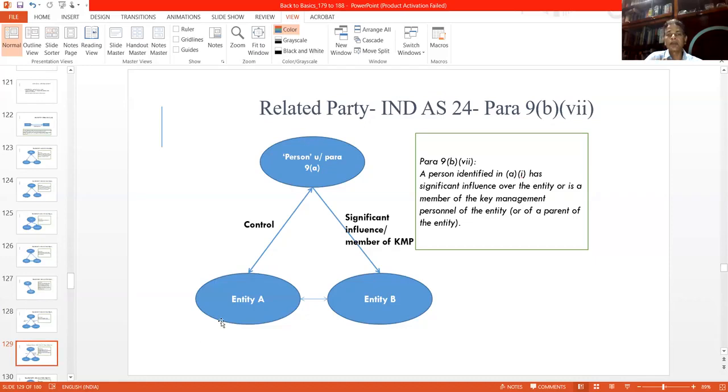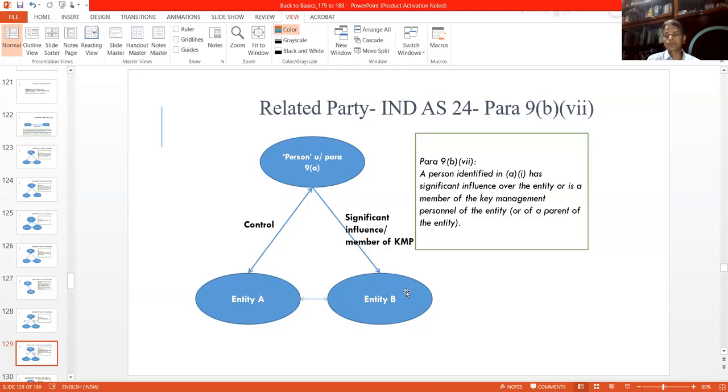Take an example. Let's say in entity B, an individual is a director. We are not looking at a shareholding. He is a director in company B. And that very individual has significant influence over entity A, then A and B are related parties. This is another case where a whole lot of home-grown group companies will come in, because somewhere or the other my directors will probably have significant influence over group companies.